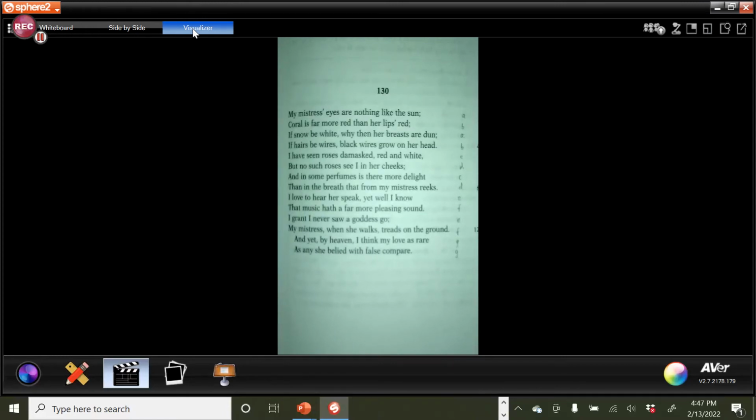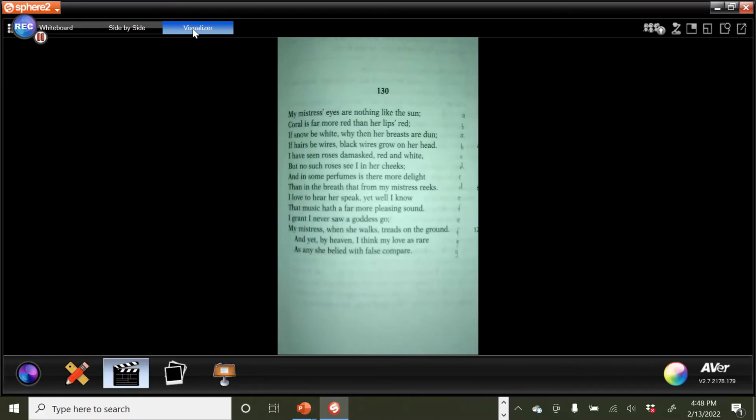And then from that, we go to the olfactory image, okay? And in some perfumes is there more delight than in the breath that from my mistress reeks. So not only do we have that olfactory image, but we also have this understatement, right? I mean, in what world does breath smell better than perfume? Okay, so then he's also engaging in a little verbal irony here, right? Okay, so the period ends the second quatrain.